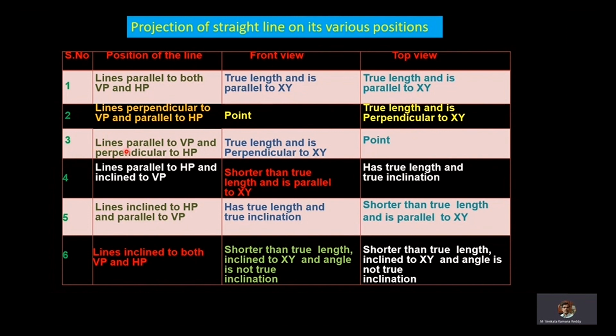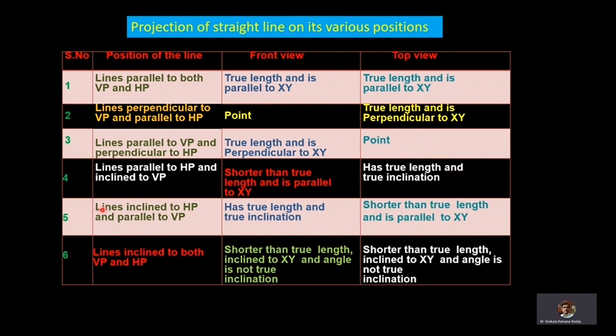Third case, line parallel to VP and perpendicular to HP. In front view we get true length and it is perpendicular to XY line. In top view we get a point. Fourth case, line parallel to HP and inclined to VP. In front view we get shorter than the true length and that line is parallel to XY line. In top view you will get true length and we'll see true inclination also.